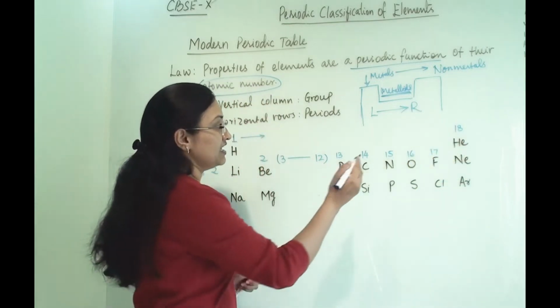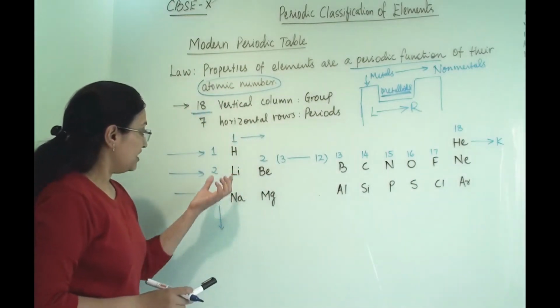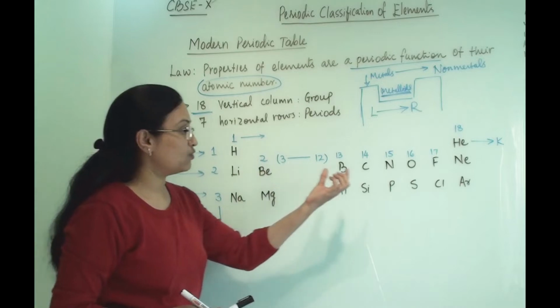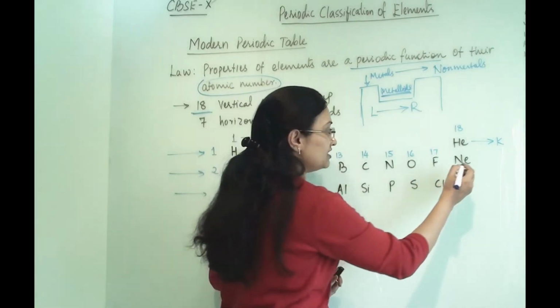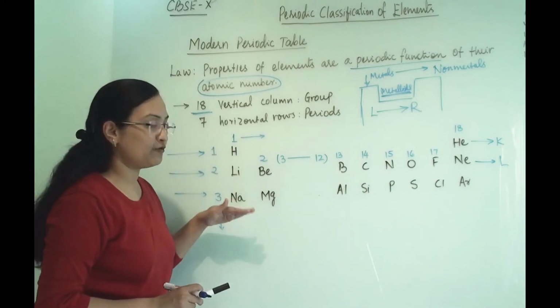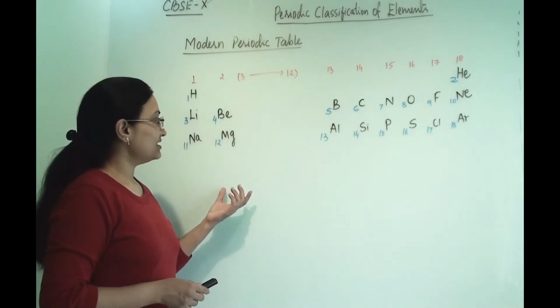This is the K shell. So here the K shell is completely filled. Now in the next period, it starts from lithium and goes up till neon. So here the L shell is completely filled. That is how we have placed the elements. Let us see and discuss the arrangement thoroughly.